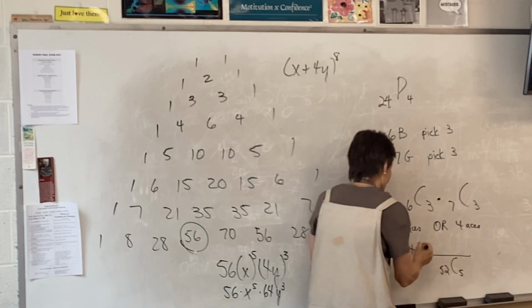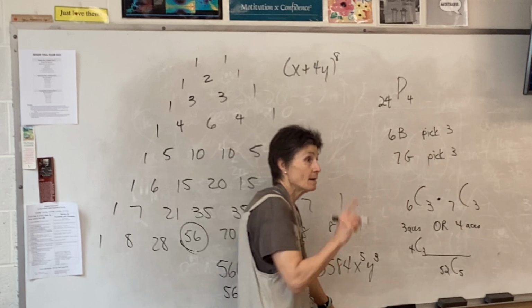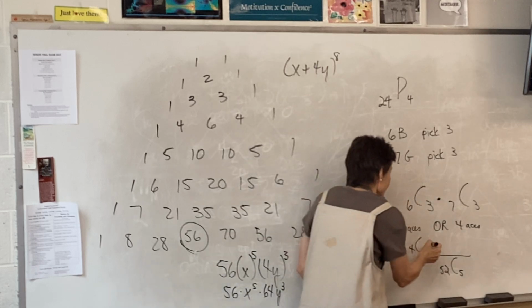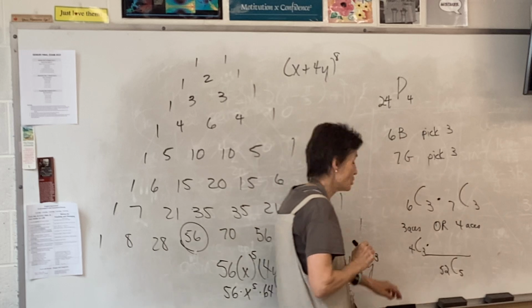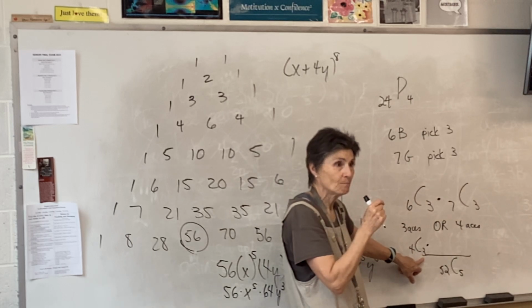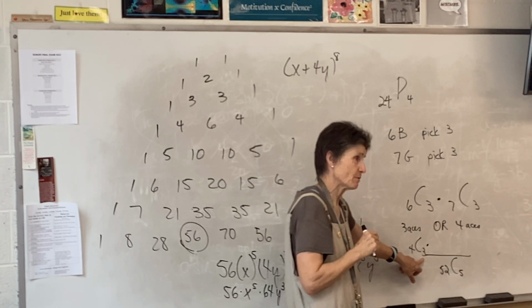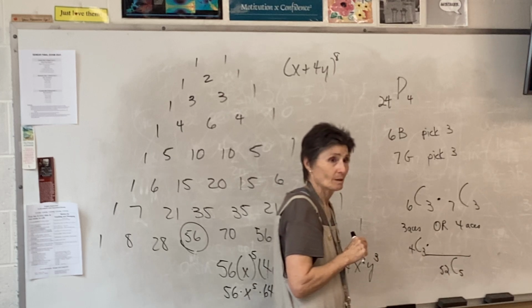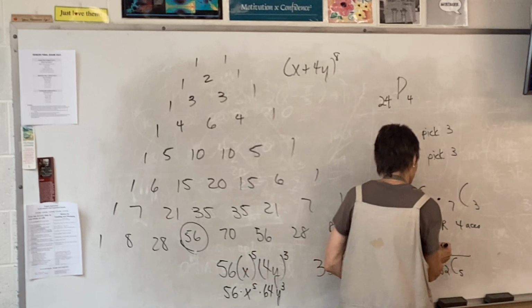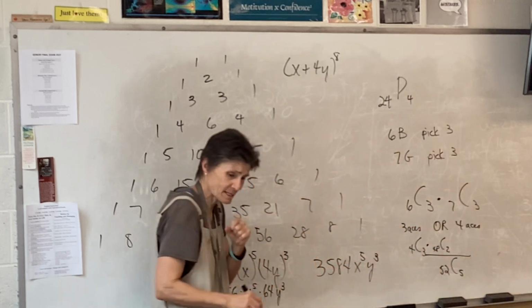4C3. There's 4 of them, kids, and you're going to get 3 of them. But don't forget, it's a 5-card hand. So you're going to get 3 aces and 2 other cards. And where are the other cards coming from? The other 48.